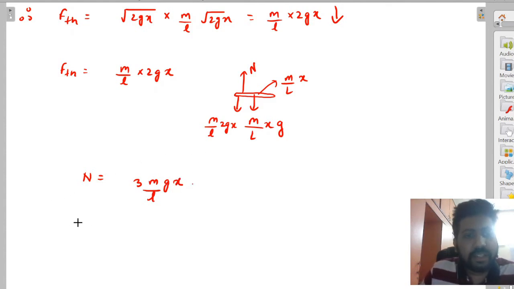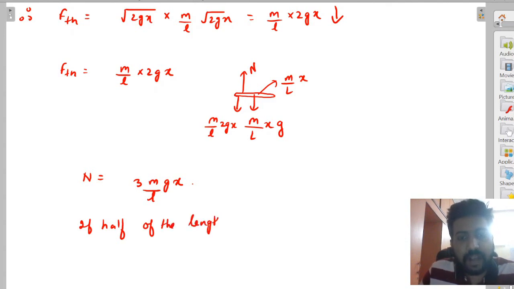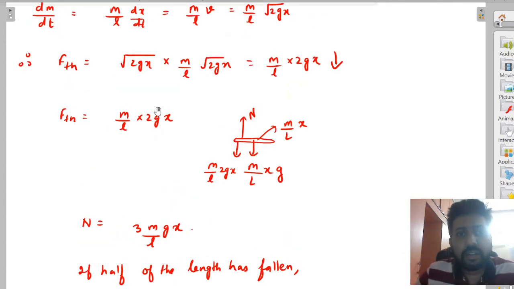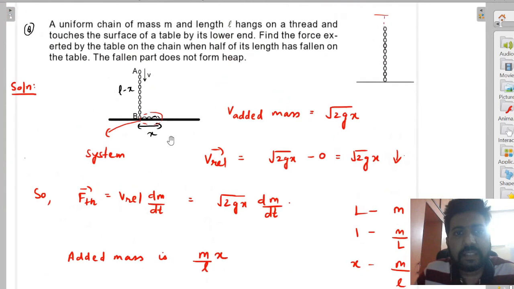Now in the question they have asked when x is L by 2, that is, when half of the length has fallen. In that case, N is equal to 3m by L g into L by 2, that is 3mg by 2. This is the normal reaction when half of the length has fallen.